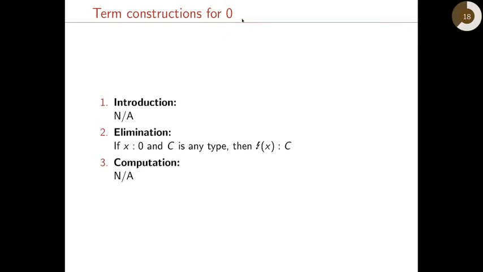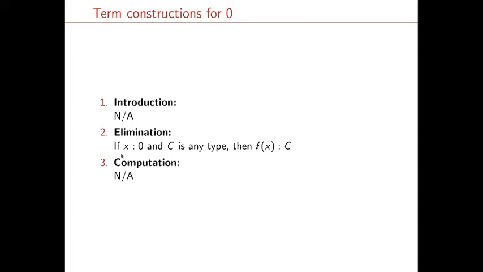The first construction we look at is the 0. The 0 intuitively should stand for an empty type, a type with no terms. Correspondingly, we do not have an introduction rule. There is no way to construct a term of the empty type from nothing.